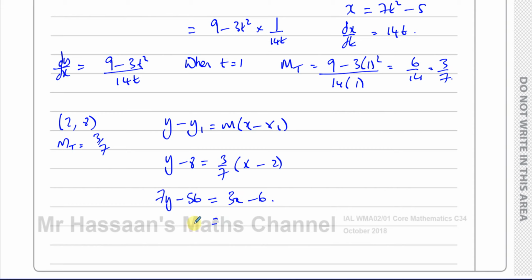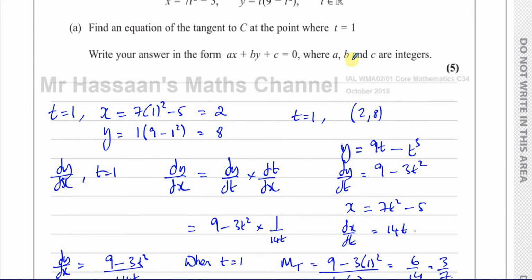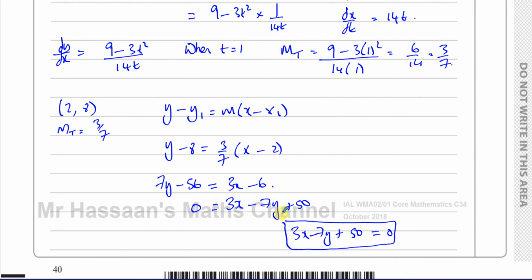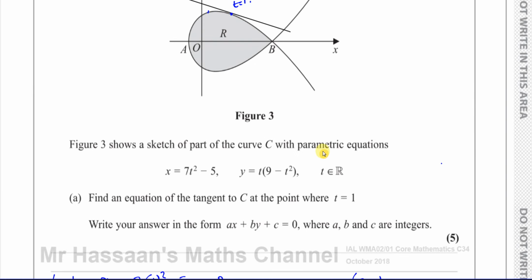Now I want to have it written in this form here, ax plus by plus c equals 0, where a, b, c are integers. So I've got the integers now, but I want to bring everything to one side. I'll keep the x term positive, so I'll say 3x minus 7y, then minus 6 plus 56, which is plus 50, equals 0. So we can say that 3x minus 7y plus 50 equals 0. That is the equation of the tangent to the curve when t equals 1. So there's the answer to part A.